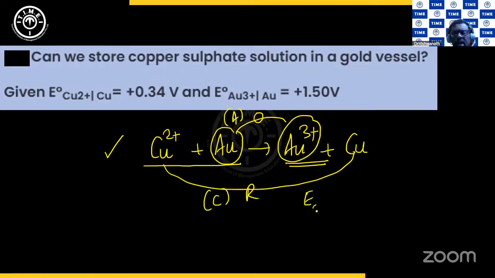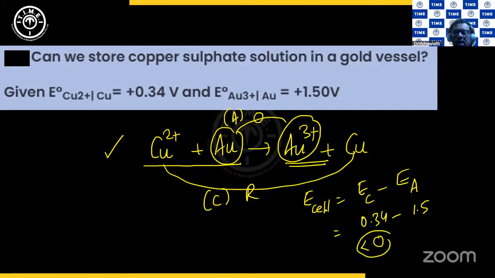So what is E cell? E cell is E of cathode minus E of anode. E of copper is how much? 0.34 minus E of gold, which is 1.5. This is negative. So when E cell is negative, the reaction will not happen. So this reaction is not happening. So gold is safe. So we can store, right? We can store copper sulfate in a gold vessel. Clear? Nothing will happen.